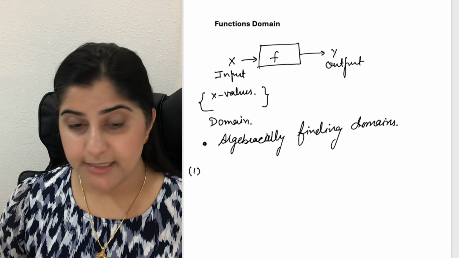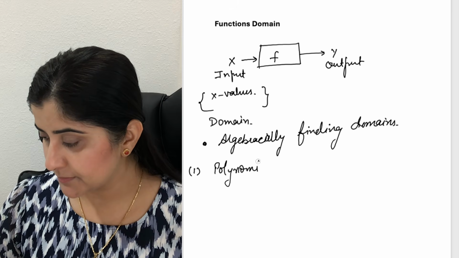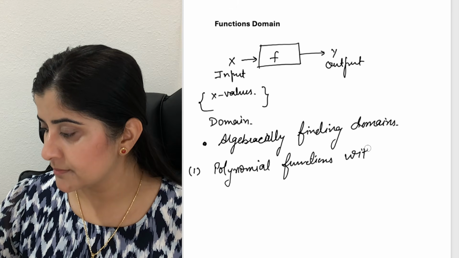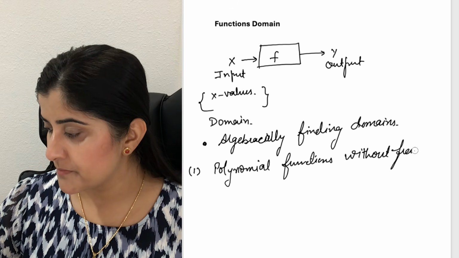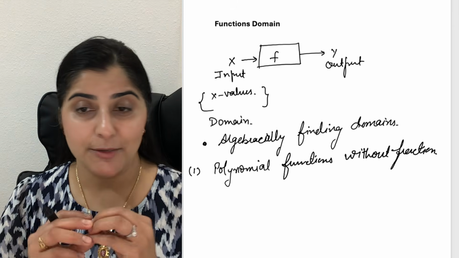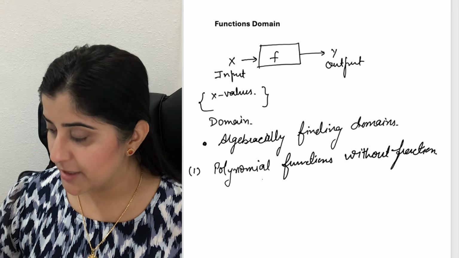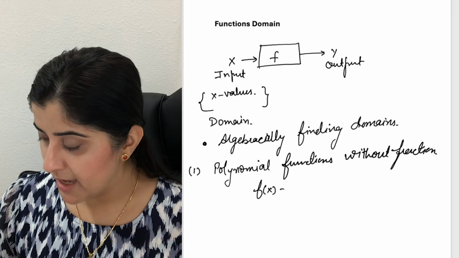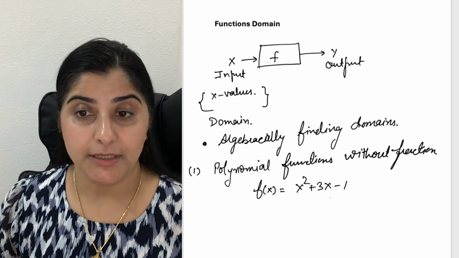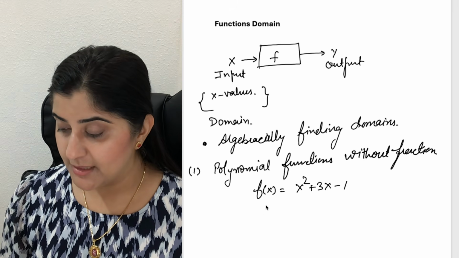So the very first thing is, if you have a polynomial function without any fraction, there is no restriction on the domain. You can input any x value in the function and it will give you a corresponding y value. For example, f(x) is equal to x squared plus 3x minus 1. This is a polynomial function and it has no fraction, no denominator. So the domain is all real numbers.